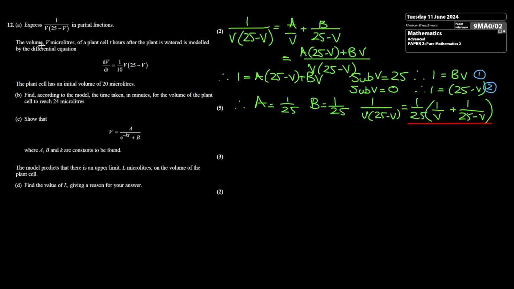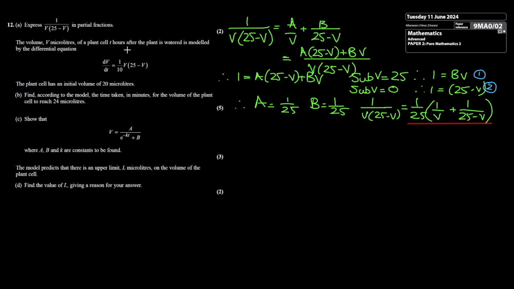So we're now being given a practical problem. The volume V in microliters is the volume of a plant cell T hours after the plant has been watered, and it's modelled by the differential equation here. The plant cell has an initial volume of 20 microliters, so that means that T is equal to 0 when V is equal to 20. And we've got to find, according to the model, the time taken in minutes for the volume of the plant cell to reach 24 microliters.